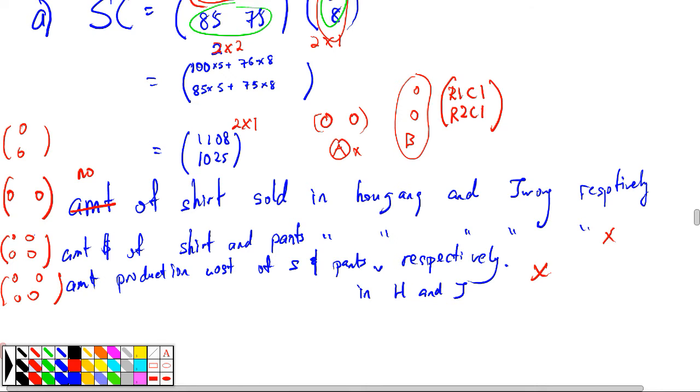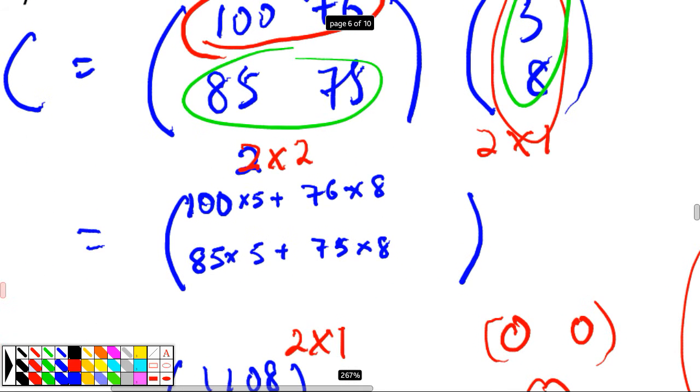So many things I can say about the amount. I can say about the number of shirts, I can say about the profit earned, the production cost. So many things, right? I want you to zoom into this, in pants and shirt, and I want you to explain to me. 100 is what? The number of shirts. Do you want to tell me which outlet? No need. Hougang. Oh, this is Hougang. Then this one?